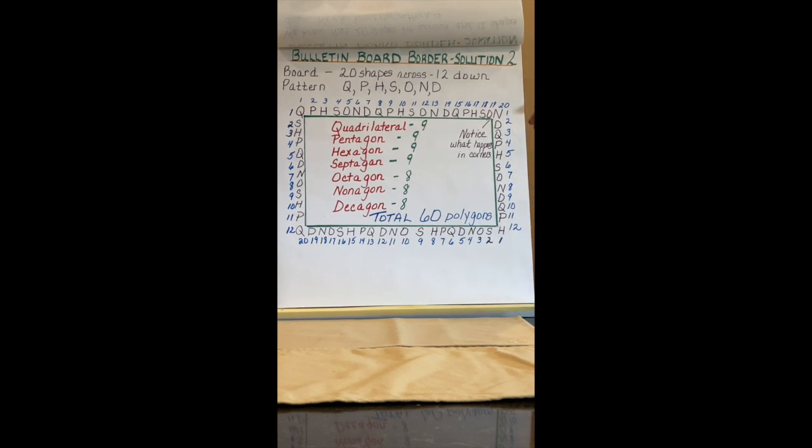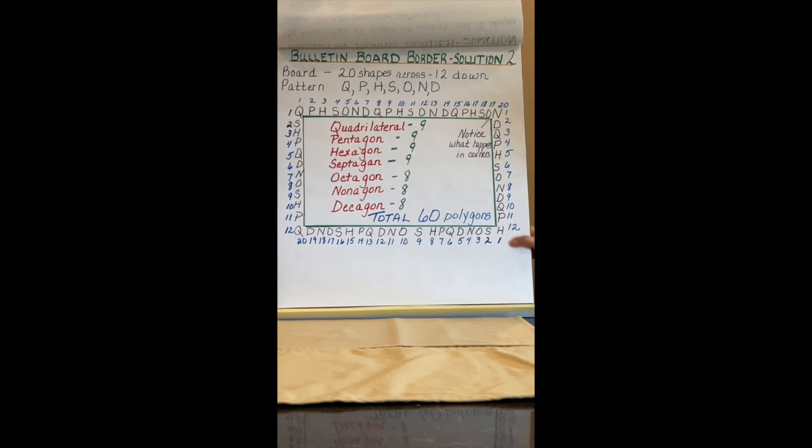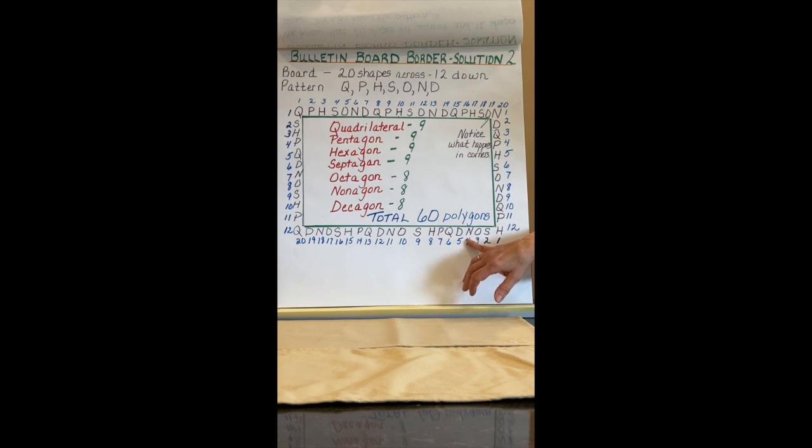So then I started down, N, O, Q, P, H, S, all the way down till I got my 12th shape. Notice again, my last shape on the top row, the nonagon, is my first shape on the side. So I went all the way down. The H, the hexagon, is the last shape on the side, but it's also the first shape along the bottom. Hexagon, septagon, octagon, nonagon, decagon, I continue over.